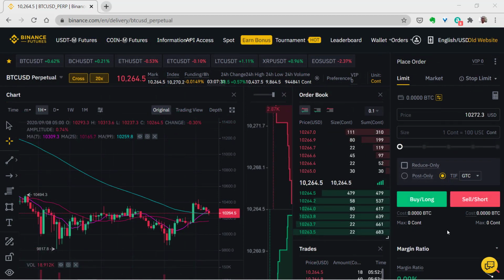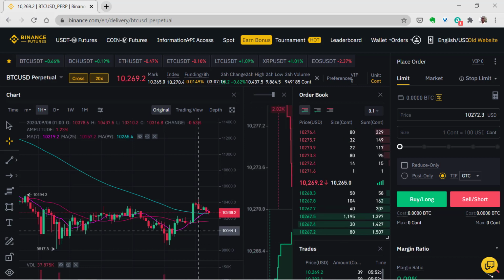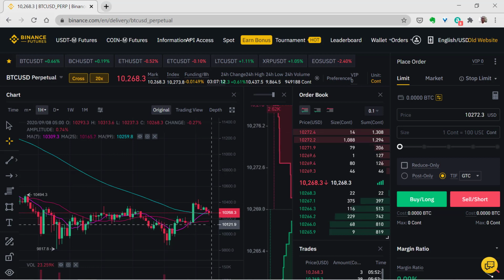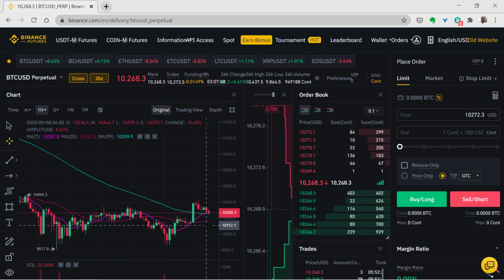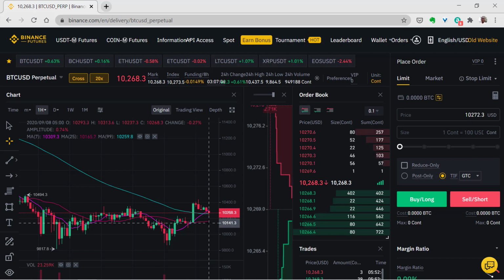So with all we've learned, let's now make our first trade. I am looking at the Bitcoin USD perpetual chart. I can see that in the short term, Bitcoin has made on the chart a higher high and higher low structure. And for me, this is a bullish structure on the 1 hour time frame. So I'm inclined to place a buy or long trade. Let's see how that will work out.